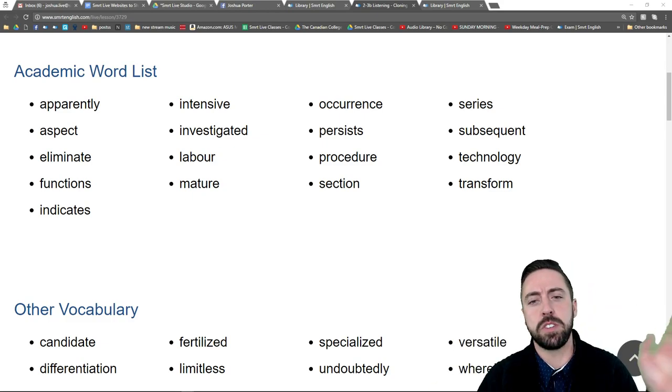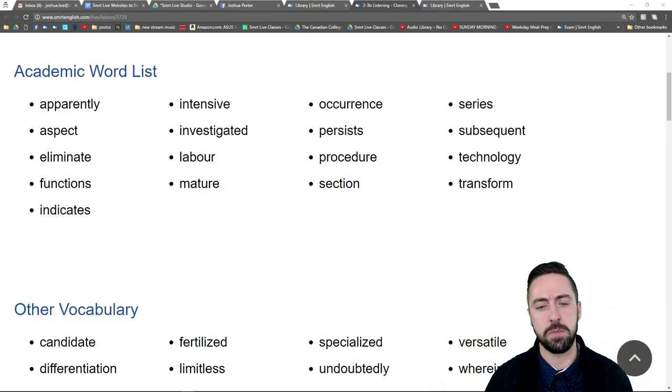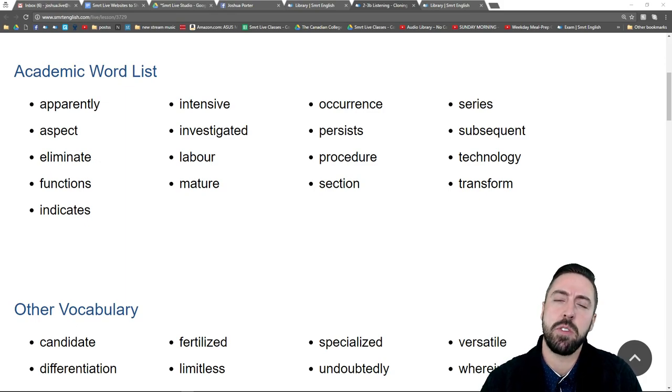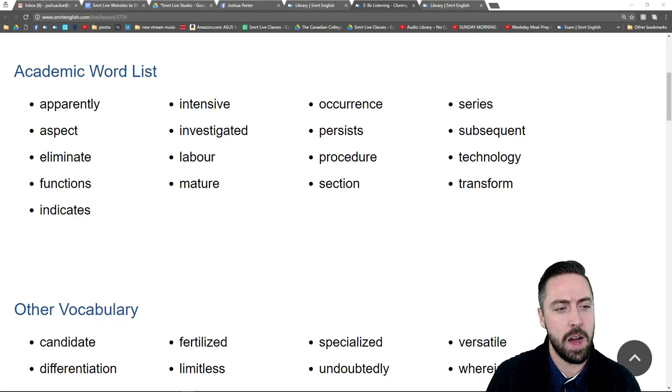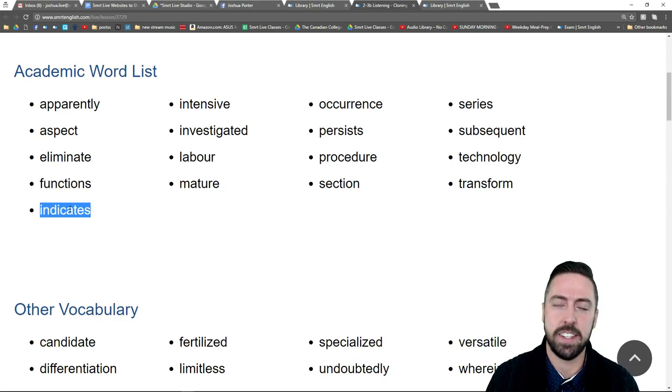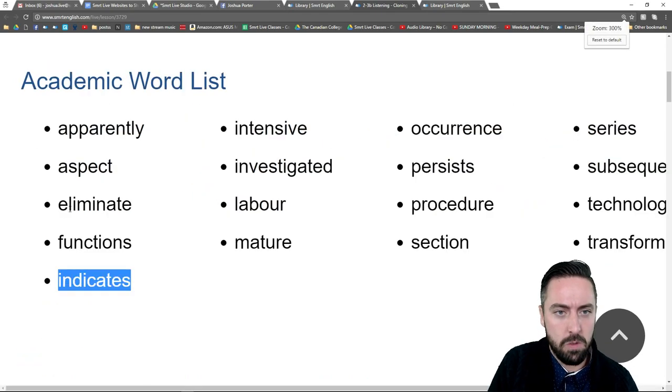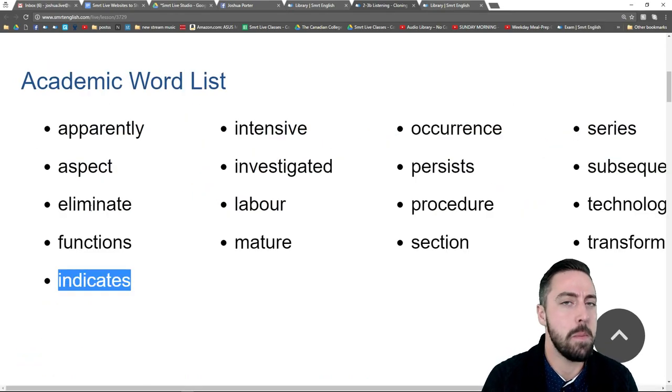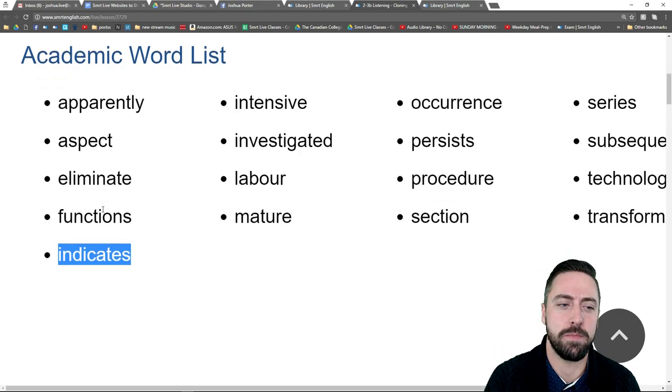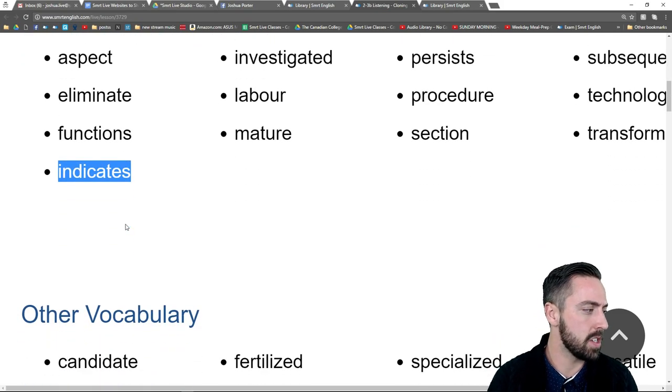All right, so some of these words, I'm just going to pick out a few words that I think are sometimes a little difficult to describe, and I'm going to ask you to describe them. So I'm going to start with the word indicates. What does the word indicates mean? What do we think? Come up with a definition.